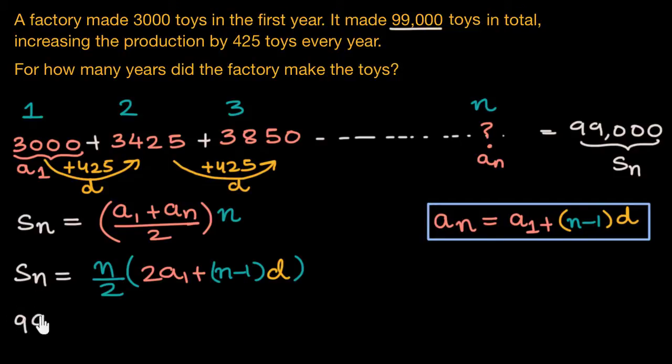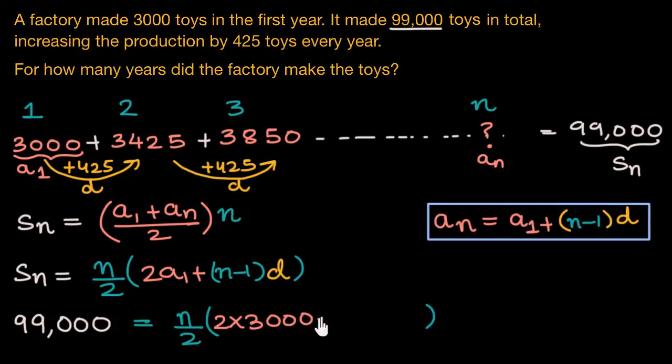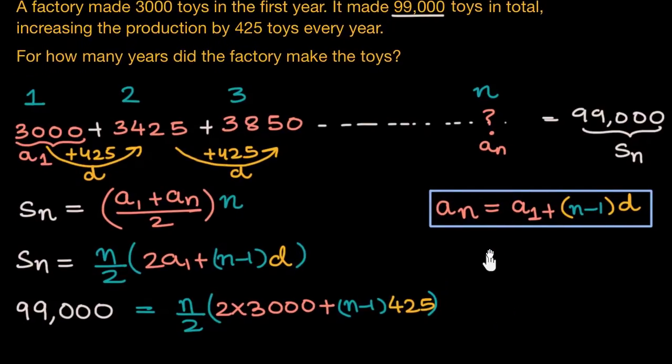Alright, so let's do this together. The sum of the first n terms is given as 99,000. n is something that we need to figure out, so I'll write that as is. And then in the brackets we have 2 times a1, which is 2 times 3,000, plus n minus 1, we still need to figure out n, times the common difference, which is 425 in this case. So let's simplify this expression to figure out n. I'll just make some space right over here.